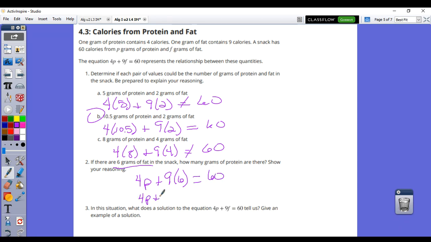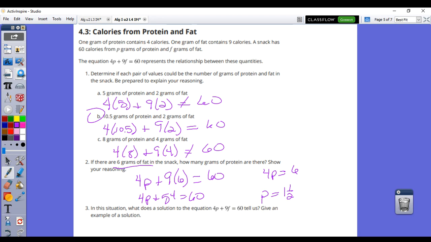So 4p plus 54 equals 60. If we're thinking algebra, we're going to subtract 54 from both sides. I'm going to write the 4p has to equal 6. So then if you divide both sides by 4, p is equal to 1.5. So 1.5 grams of the protein. So the last question, what does the solution to the equation tell us? That gives us a combination of protein and fat that would give us the 60 calories in the combination from that snack.